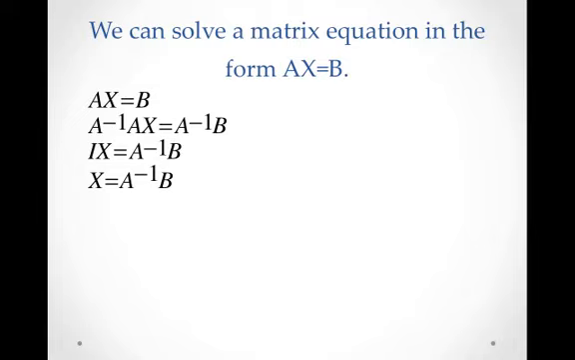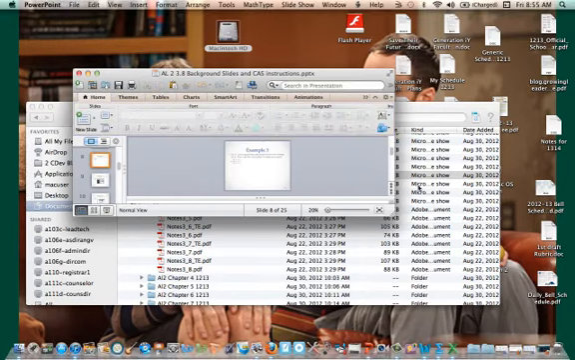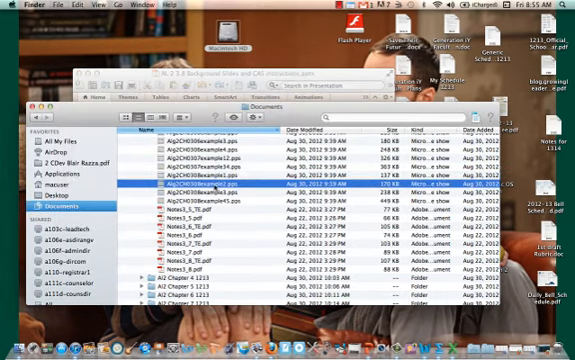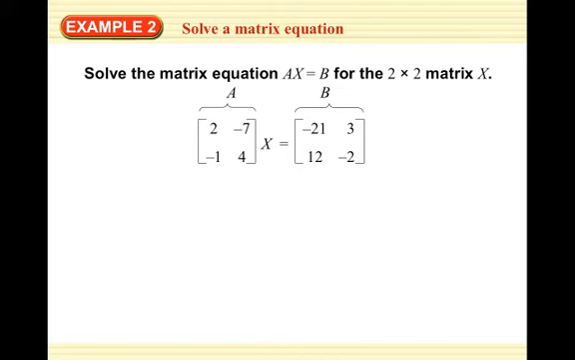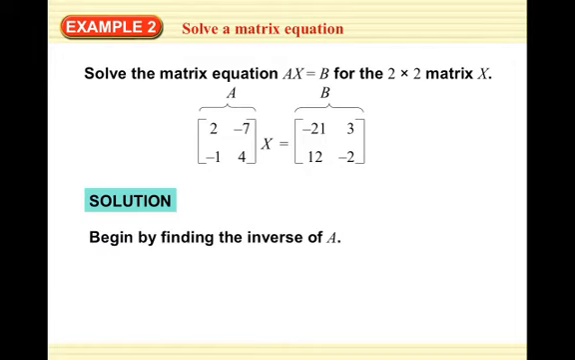If you can write the equation in the form AX equals B, then X is going to equal A inverse times B. Okay. We want to do example 2 right now. We're going to solve the matrix equation AX equals B for the 2 by 2 matrix X. Our matrix A is 2, -7, -1, 4 times matrix X equals -21, 3, 12, -2. So we've got our A matrix and our B matrix. So X is going to equal A inverse times B. The first thing we're going to do is find the inverse of A.